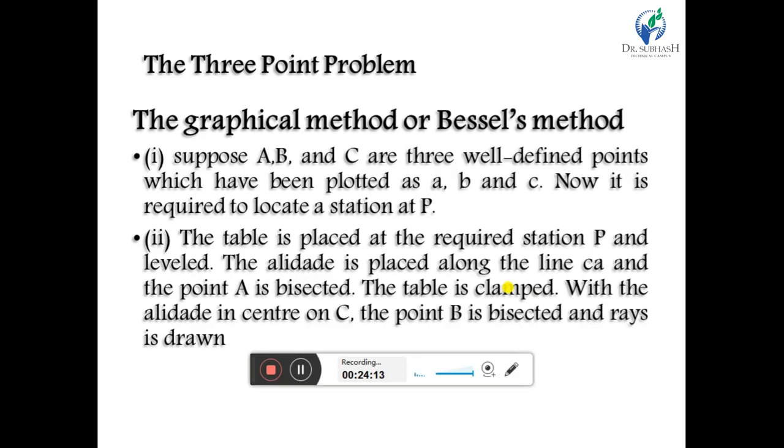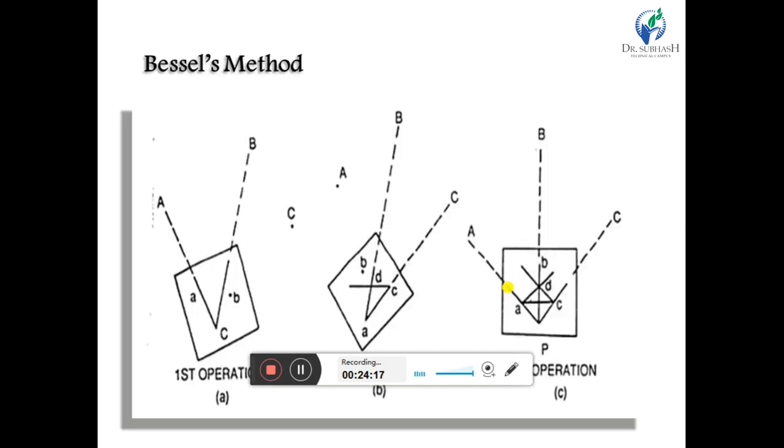Graphical method or Bessel's method. In the graphical method, we have three points A, B and C previously plotted on our sheet, and we sight from our survey station. Now first put the LED parallel to AC and sight the point A. After sighting A, we have to orient our table with respect to AC. After that, we pivot the LED at C and sight the point B.